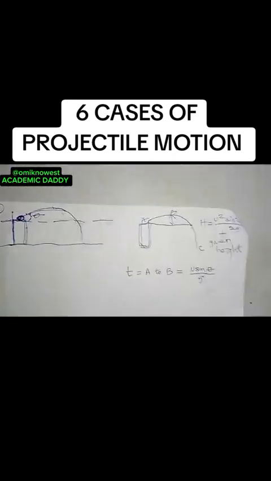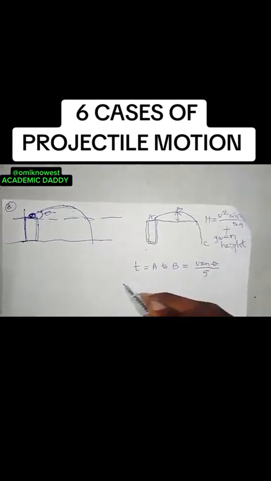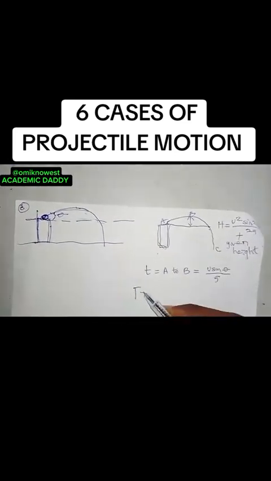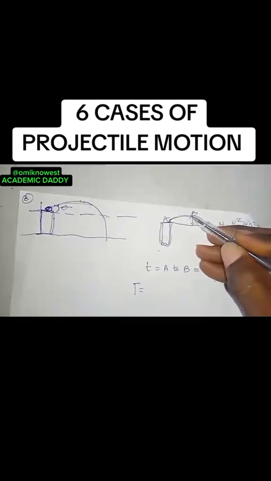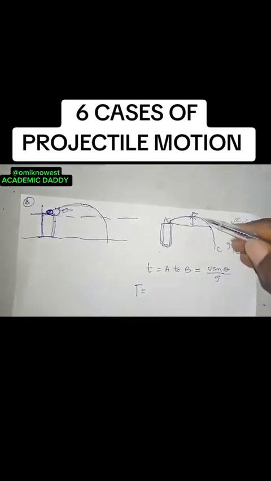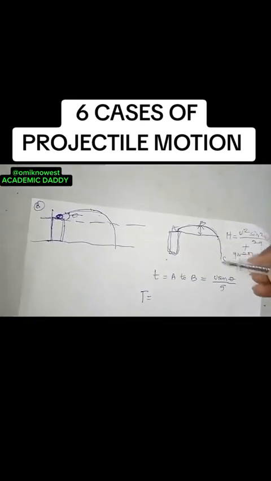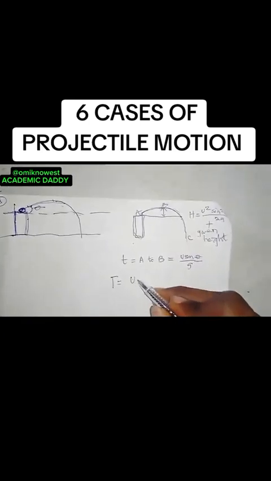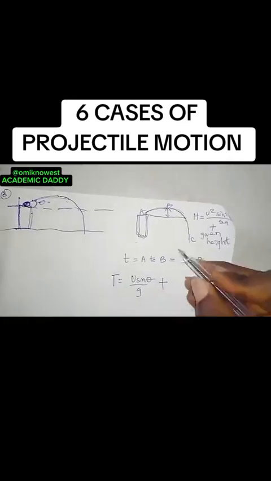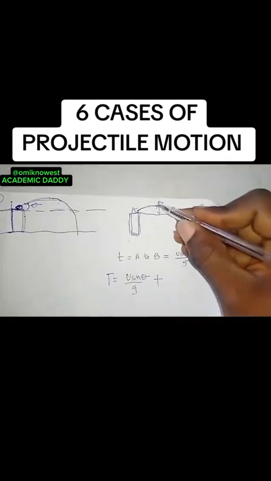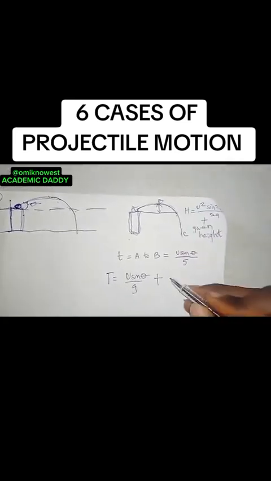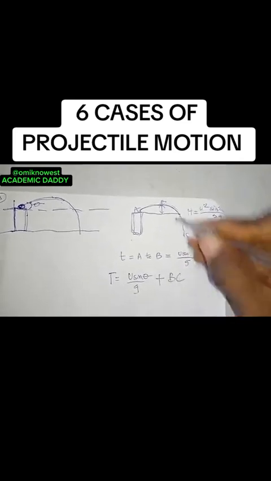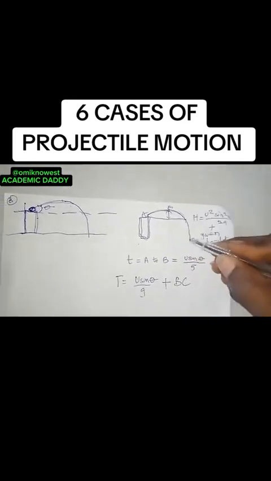Now, the total time or time of flight will be time from A to B, and then time from B to C. So, which is u sine theta over g, the time to reach maximum height, plus the time to move from maximum height to ground level. That is B to C. Time to move from maximum height to ground level.